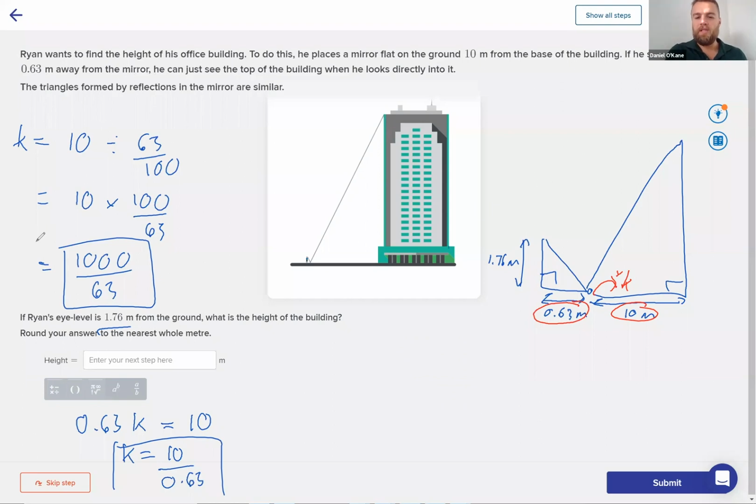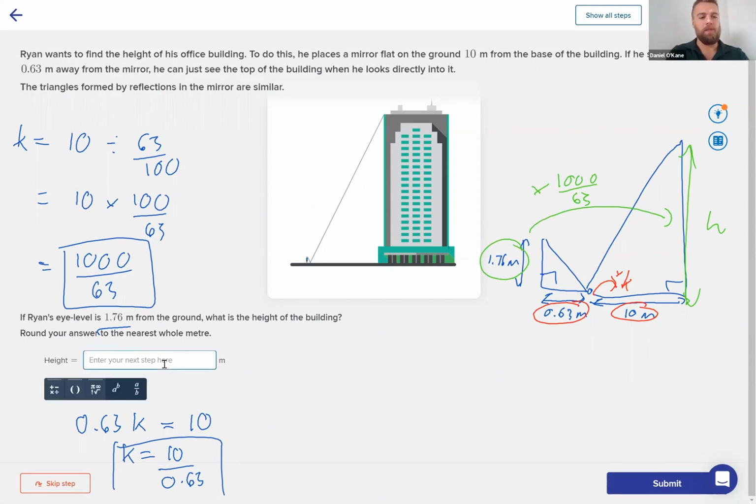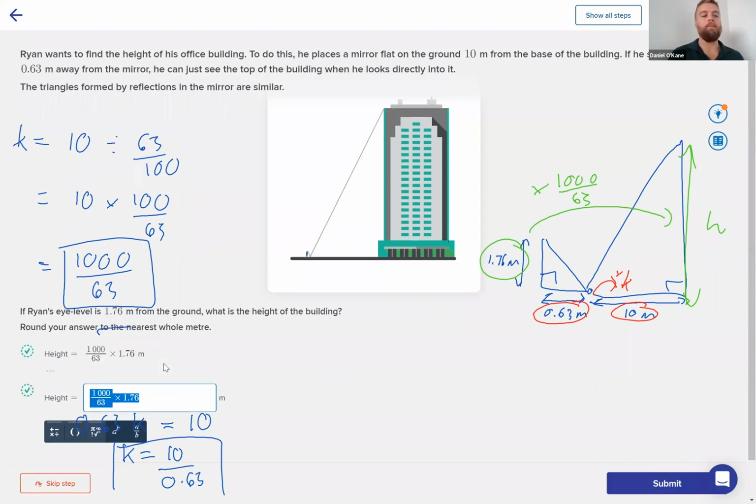So that means this dimension, the height of Ryan, you can multiply it by 1,000 over 63, and that is going to give you the height of the building. So the height of the building can be found by this ratio of 1,000 divided by 63, multiplying by Ryan's height of 1.76. Okay, and so that's going to give you the correct answer.